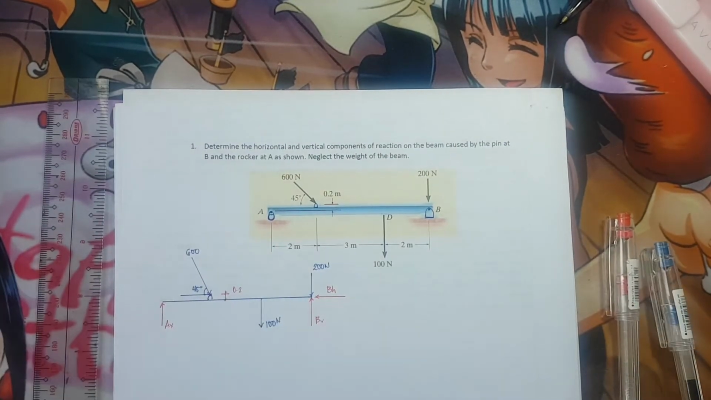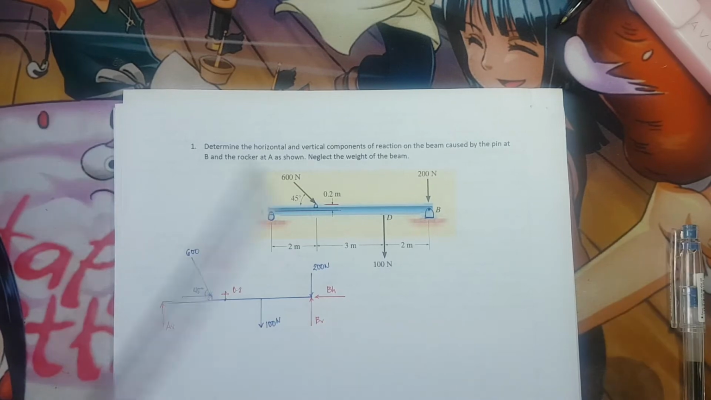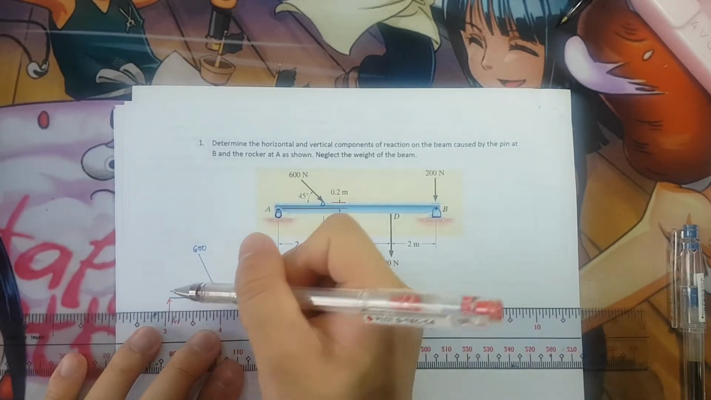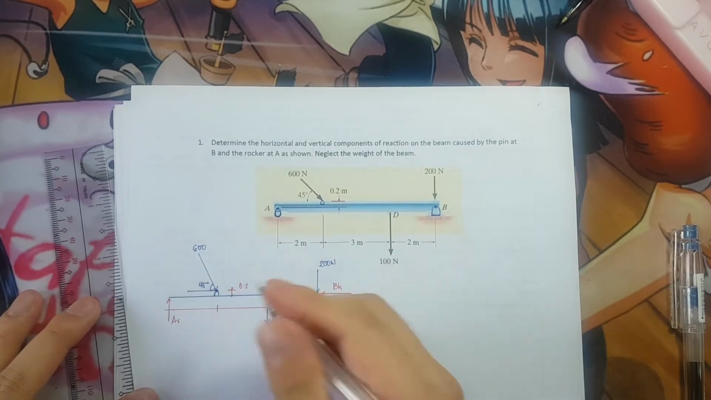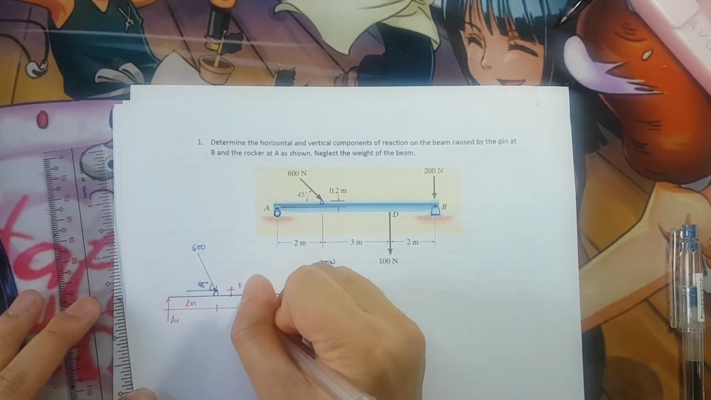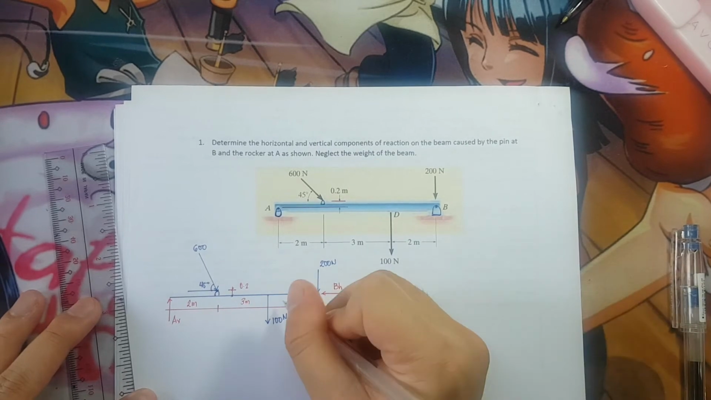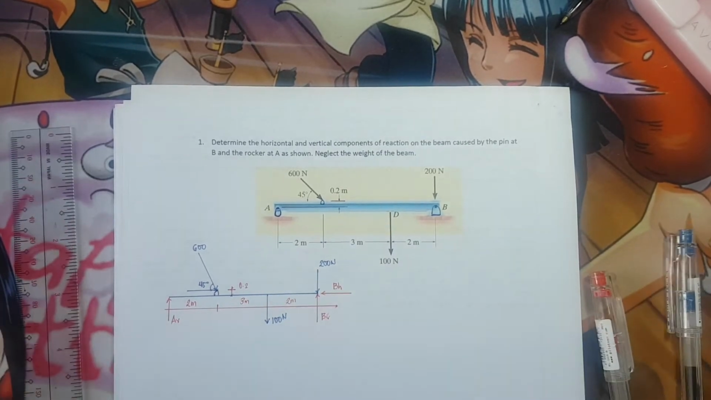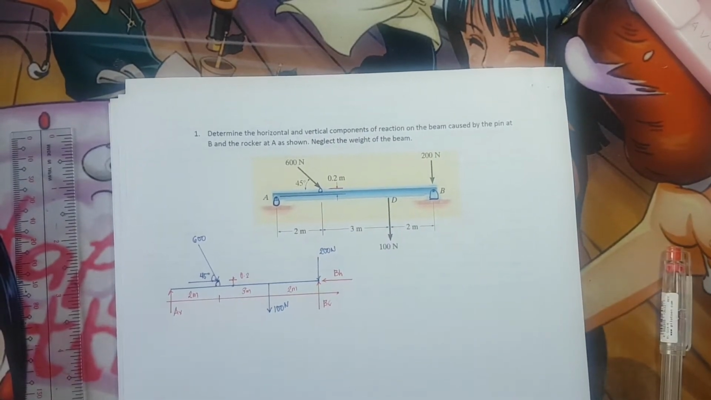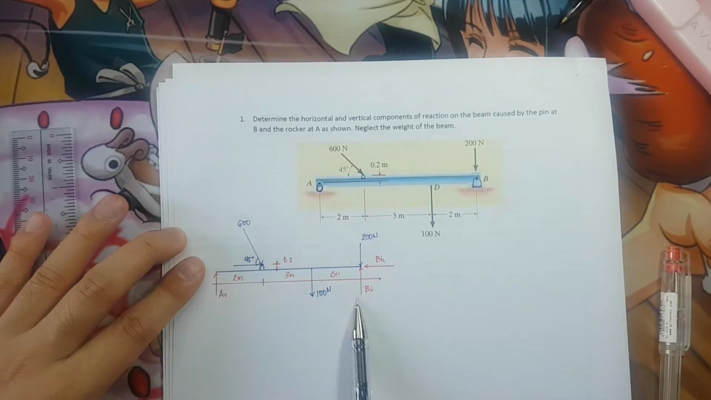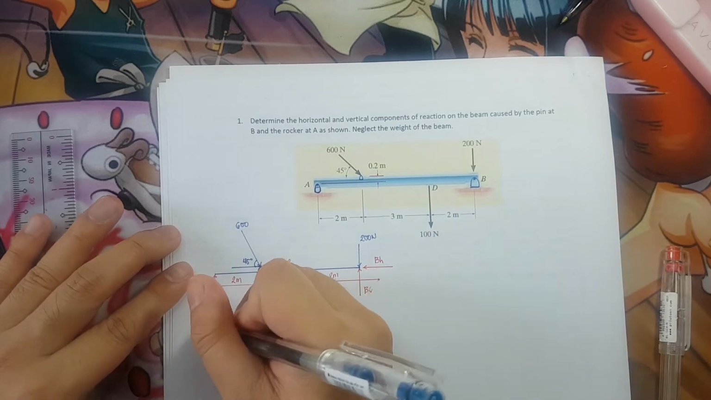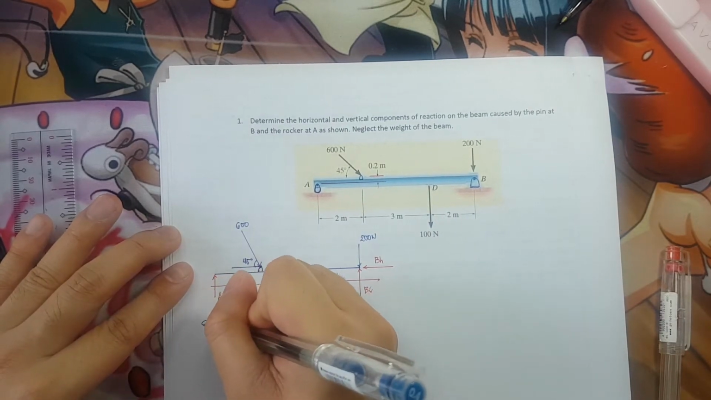Okay? So we can now solve. Let's first place our distances. So what are the distances? So we have here 2 meter, 3 meter, and 2 meter. Okay? So using the equation of equilibrium, I'll be having my moment at point A, then I can solve for the B vertical. So summation of moment with respect to A is equivalent to 0.